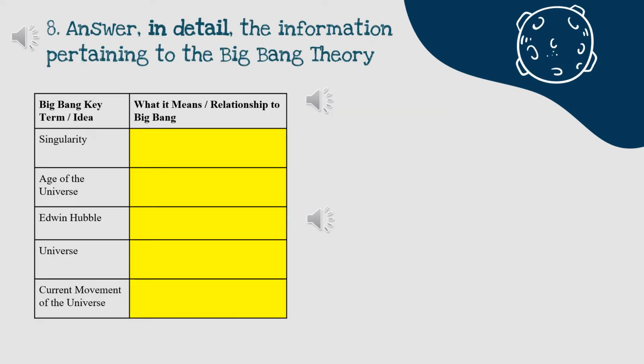Number 9, answer in detail the information pertaining to the Big Bang Theory. A singularity is a single point that is contained in the universe. The age of the universe is about 14 billion years. Edwin Hubble discovered that the universe is still expanding. The universe is all of space and existence, and the current movement of the universe is expanding outwardly slowly.